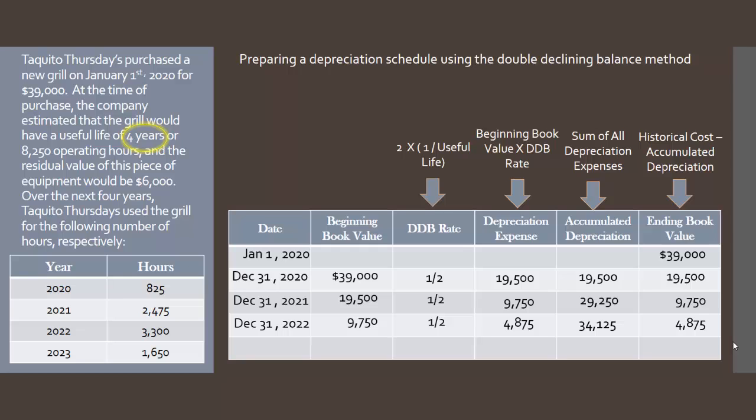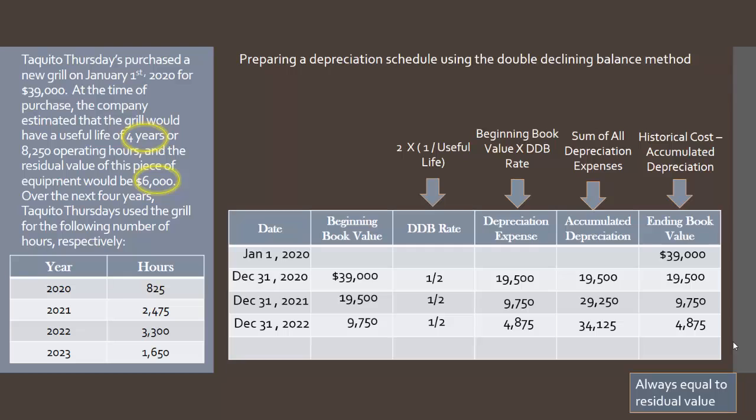What problem do we have? Well, we know that at the end, our asset should always be equal to its residual value. Our residual value is $6,000. But right now, our depreciation table says that our book value of this is $4,875, below our residual value. This happens with the double declining method.